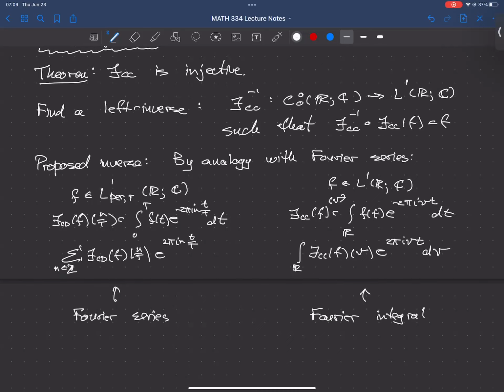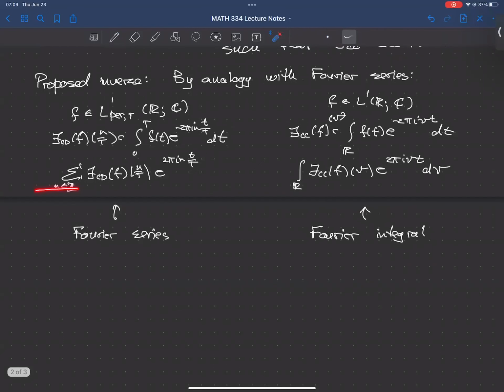Okay, and so these things as they are written here and here are imprecise, because here we haven't thought about convergence of this infinite series, and here we haven't thought about integrability of this function. And in fact, this function generally is not integrable. Right. Okay, so what did we do for the CDFT? Well, for the CDFT, we considered partial sums. Okay, so the partial sums for the CDFT were a sum from n equals minus n to n of the CDFT of f.